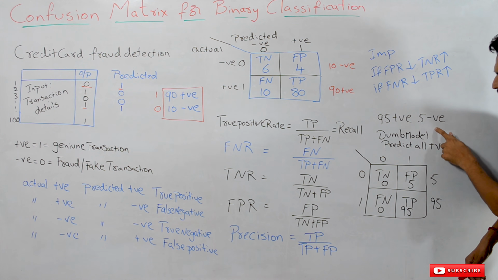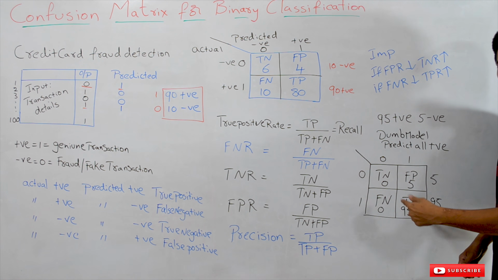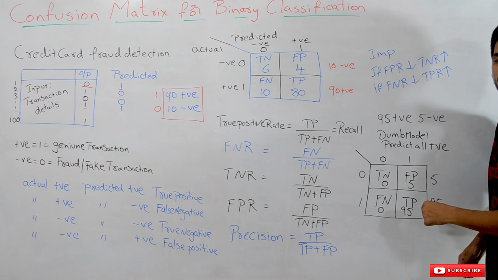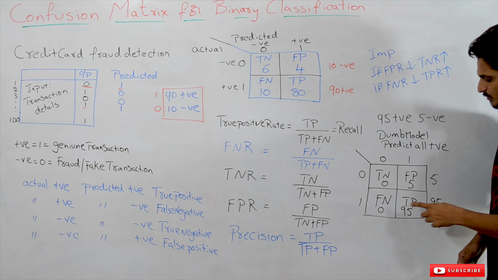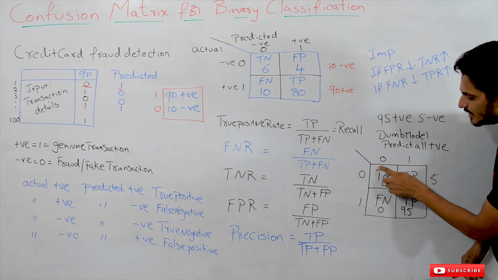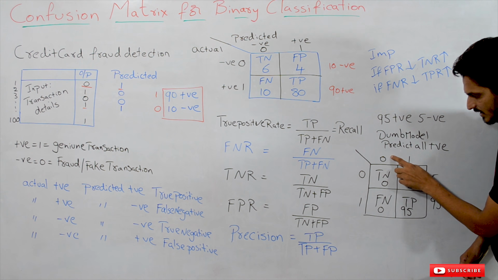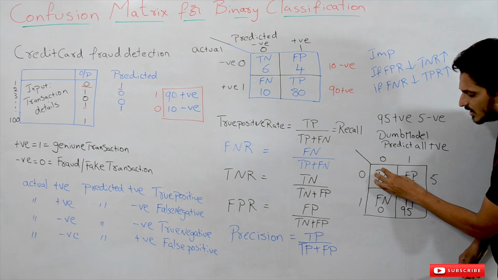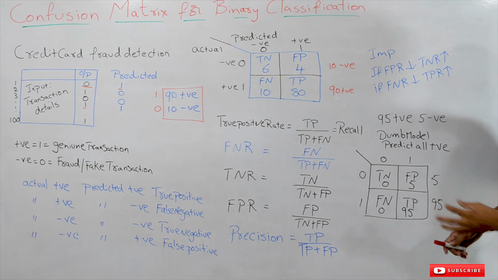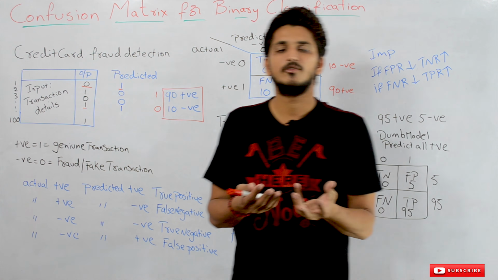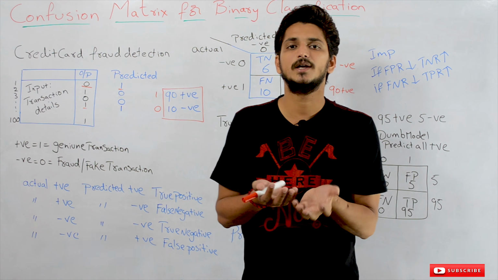So even for the dumb model we got an accuracy of 95%, which looks like a good accuracy, but our model is not at all considering the true negatives, where actual is 0 and predicted is also 0. This means our model is not at all identifying the negative points.